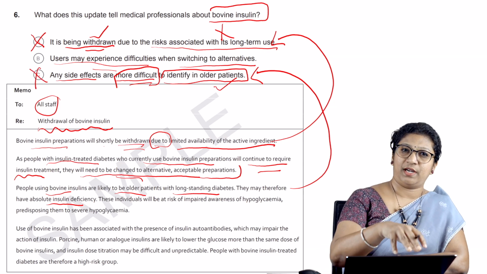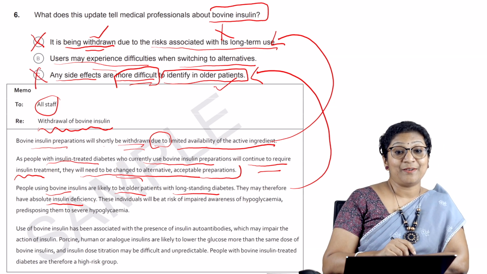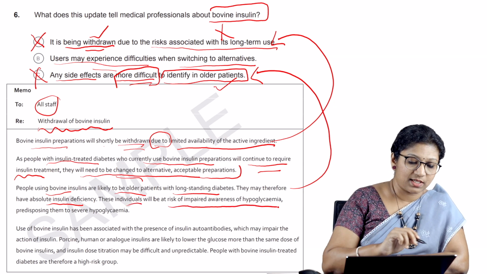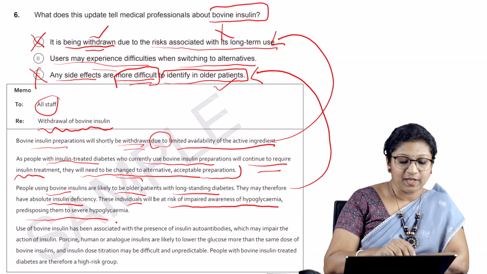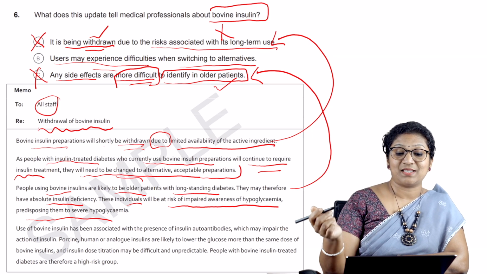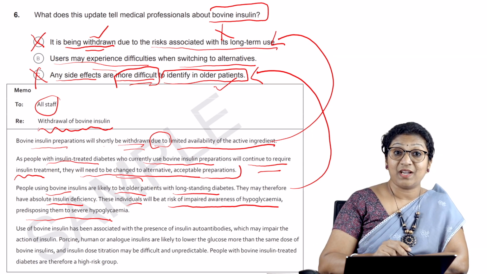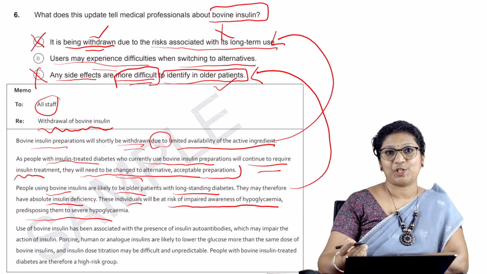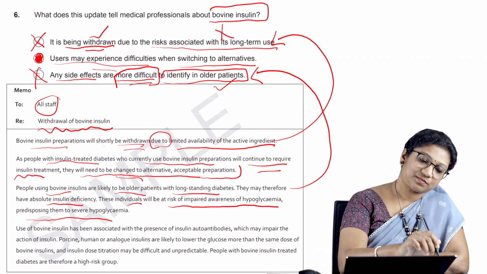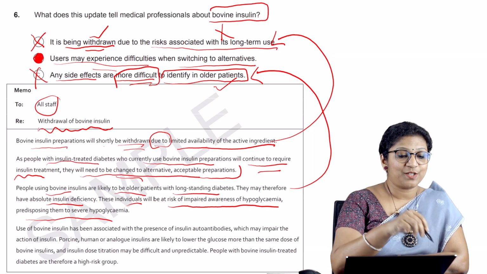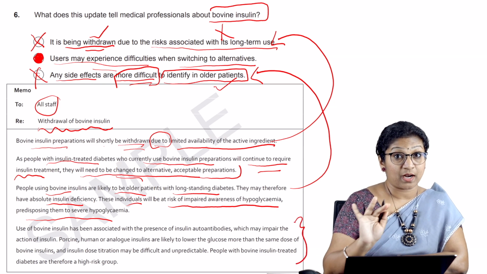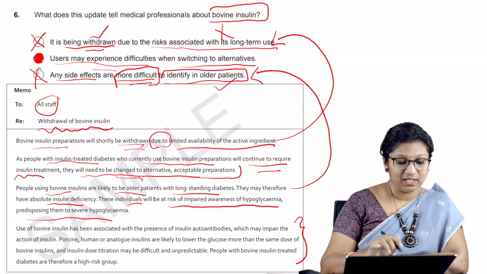So in a way, we've already reached option B, but we need to confirm. These individuals will be at risk of impaired awareness, predisposing them to severe hypoglycemia. They may have severe hypoglycemia when switching to alternatives. So our answer here is option B. Now when you find the right answer, make sure you darken the bubble. The remaining part, you can just read to have an extra confirmation.